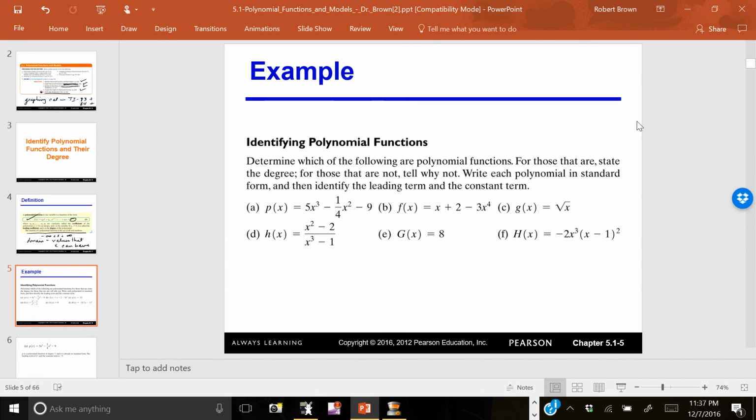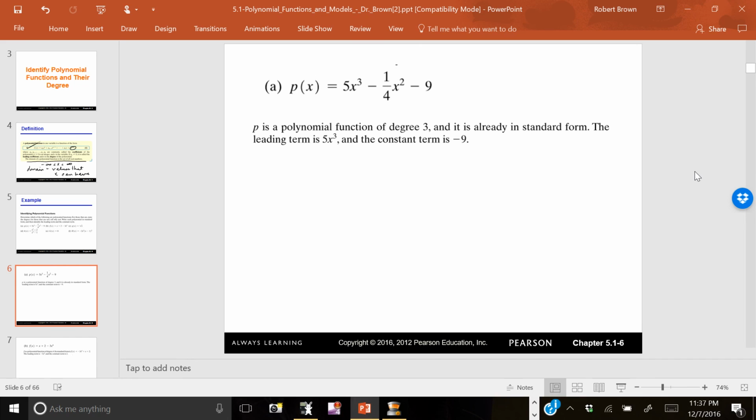Now let's look at these functions here. Each of these is a function. Some of them are p of x, f of x, g of x, h of x. Notice it doesn't really matter what you call them as long as you use some correct notation. We're going to look at each one of these and decide whether it is a polynomial. Notice this polynomial is of degree 3 because that's the highest exponent you see. You don't see any exponents that are not integers.